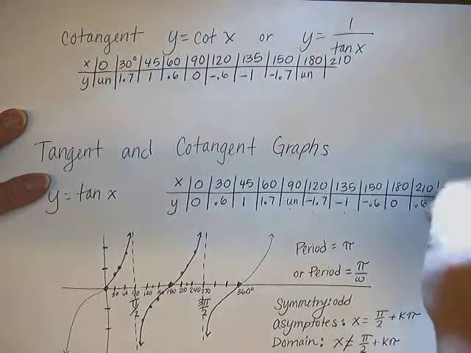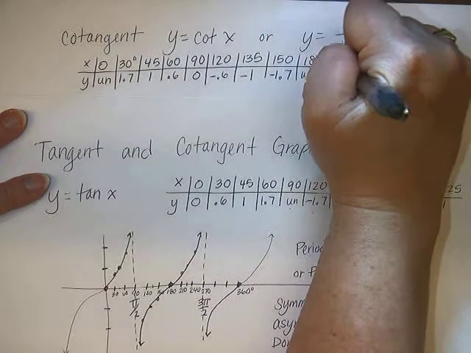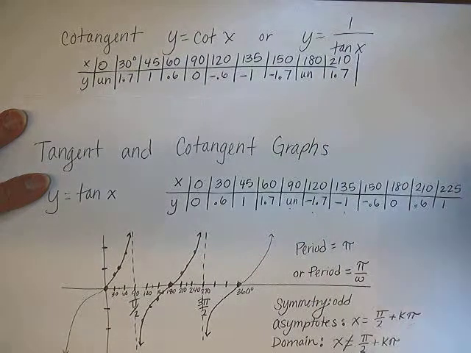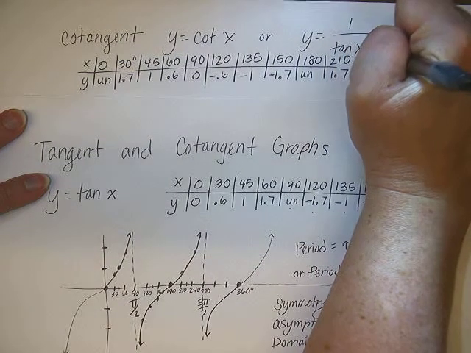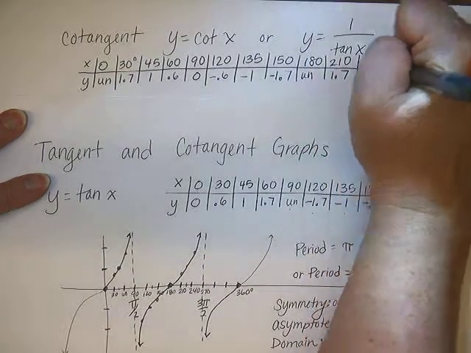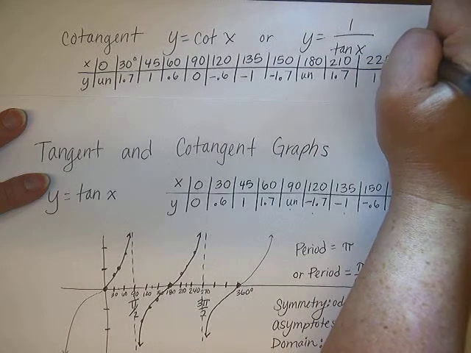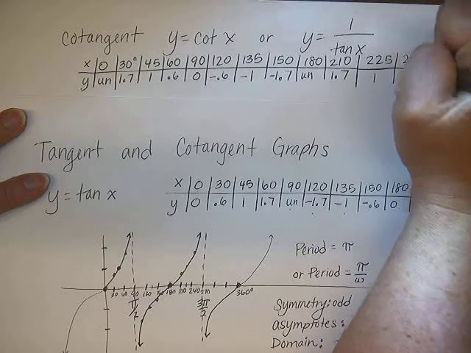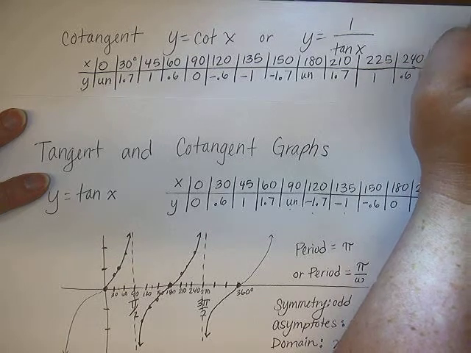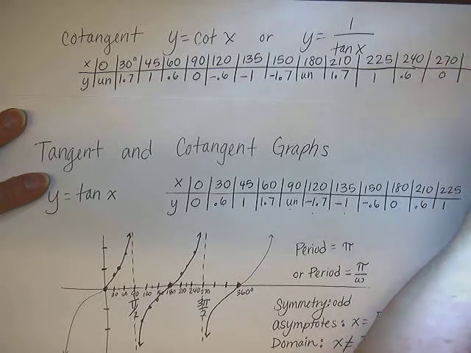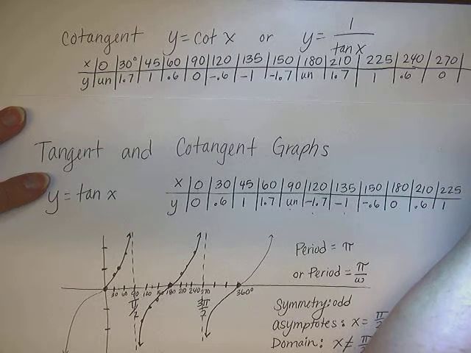210 degrees, the reciprocal of 0.6 is 1.7. And 225 degrees, the reciprocal of positive 1 is positive 1 again. 240 would be 0.6. 270 would take us back to 0, and the pattern will continue to repeat from there.